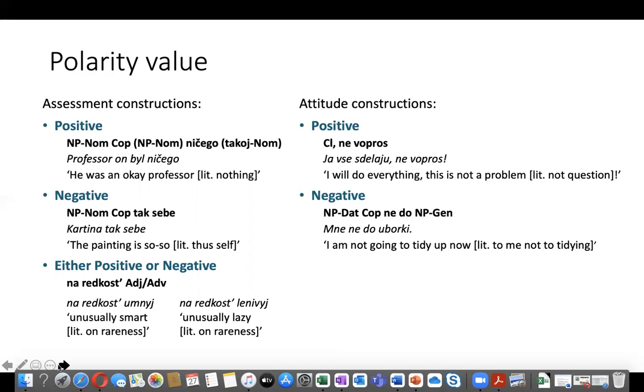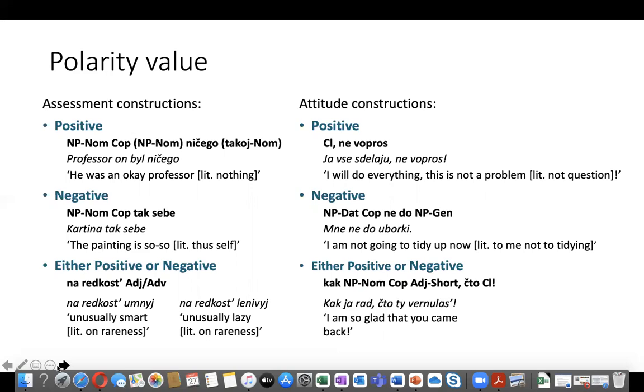As opposed to this как я X, что, in this construction, it can really depend upon what adjective we have in the filler slot there. So как я рад, I'm really happy that you came back. Как я зол is I'm really angry about something.